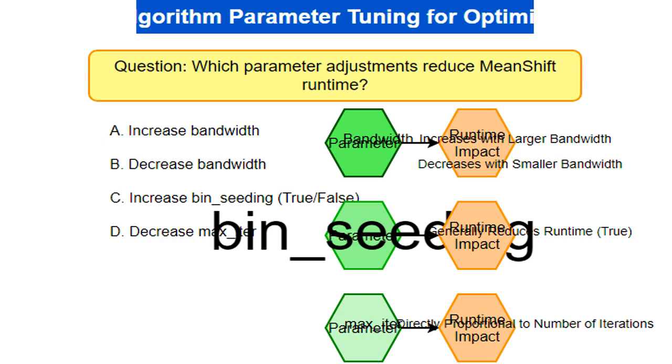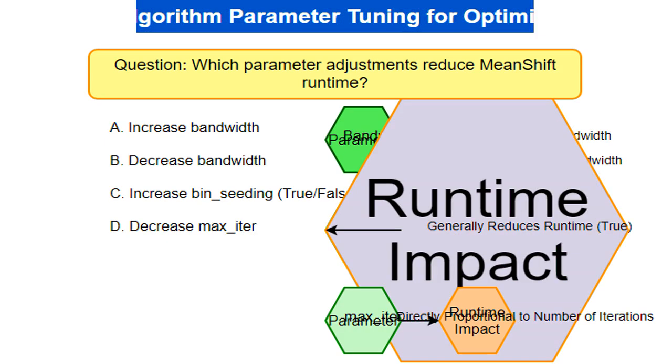Runtime impact. Generally, using bin seeding, TRUE, speeds things up. It's like having a shortcut. The algorithm looks at smaller groups of data points first to find potential cluster centers, instead of checking every single point. This reduces the amount of work it needs to do, making it faster. This row describes how using or not using bin seeding affects the algorithm's runtime. In a nutshell, enabling bin seeding generally makes the MeanShift algorithm run more efficiently.